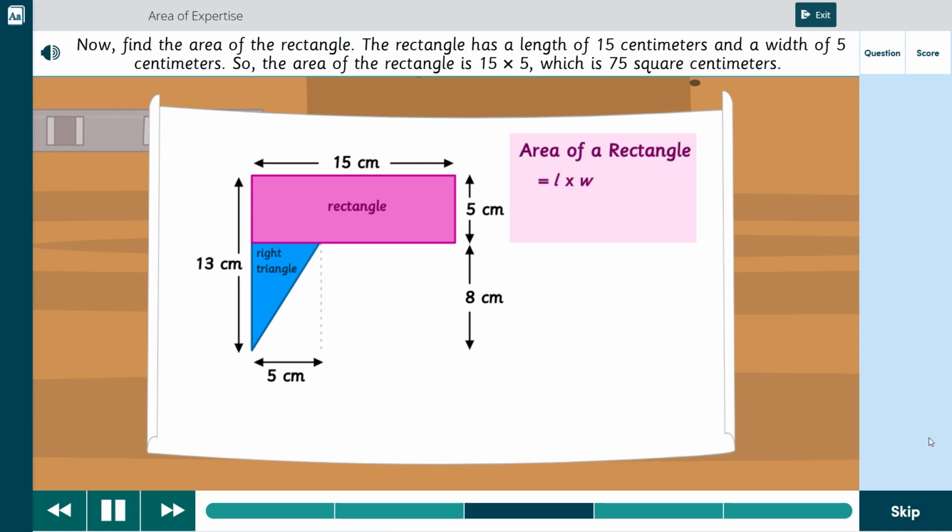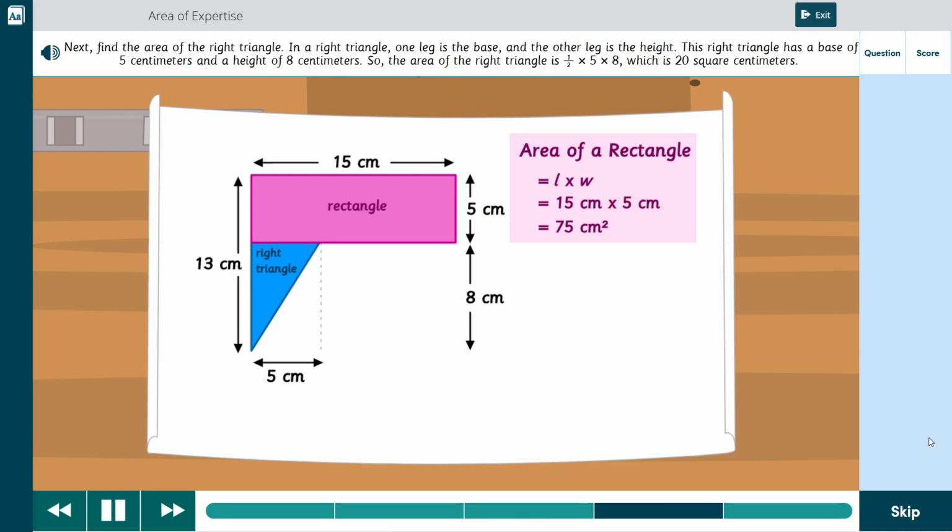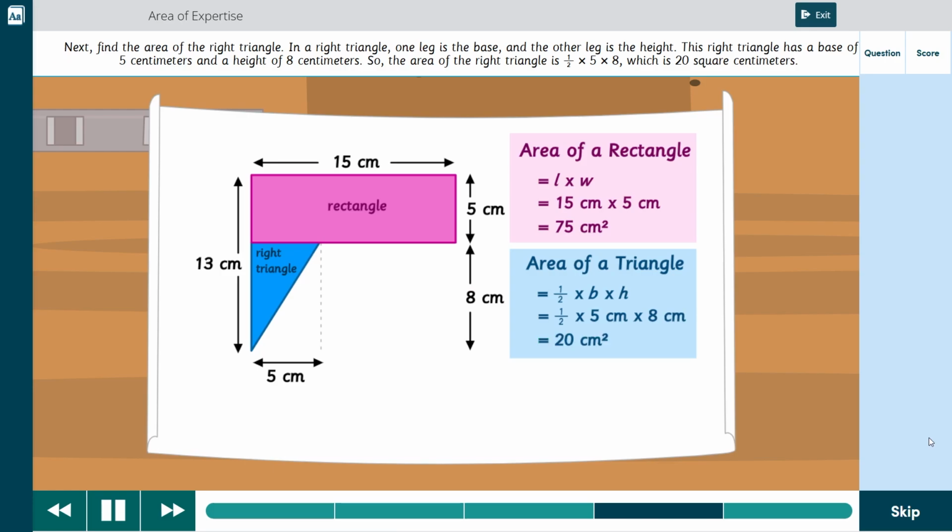The rectangle has a length of 15 centimeters and a width of 5 centimeters. So, the area of the rectangle is 15 times 5, which is 75 square centimeters. Next, find the area of the right triangle. In a right triangle, one leg is the base and the other leg is the height. This right triangle has a base of 5 centimeters and a height of 8 centimeters. So, the area of the right triangle is 1/2 times 5 times 8, which is 20 square centimeters.